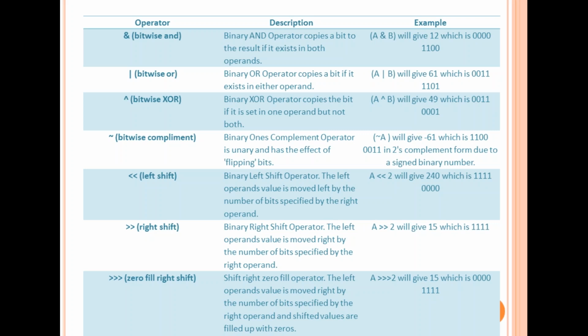Right shift, binary right shift operator. The left operand's value is moved right by the number of bits specified by the right operand. A right shift 2 will give 15, which is 1111. Shift right zero fill operator. The left operand's value is moved right by the number of bits specified by the right operand and shifted values are filled up with zeros.